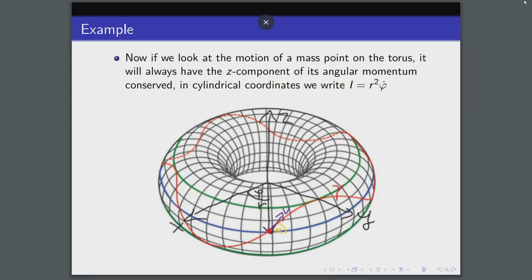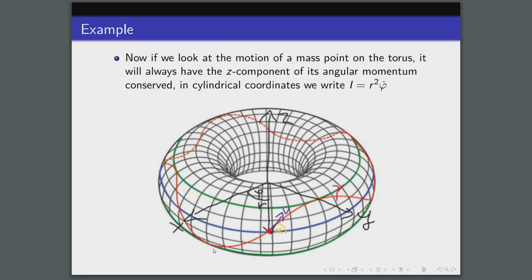Okay, so now we want to gain maybe a bit more information on how a mass point will move, given that we have this conserved quantity on the torus itself. And as I said, we'll be switching to cylindrical coordinates, which is basically polar coordinates with a z-axis added to it, because it makes the discussion slightly easier. So then the conserved quantity that we just got from Noether's theorem takes on the following form.